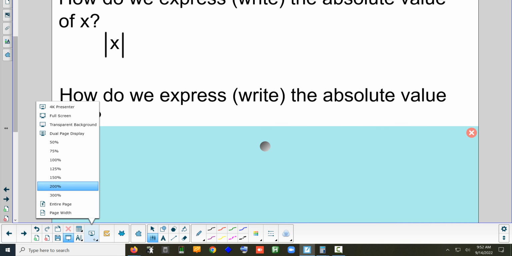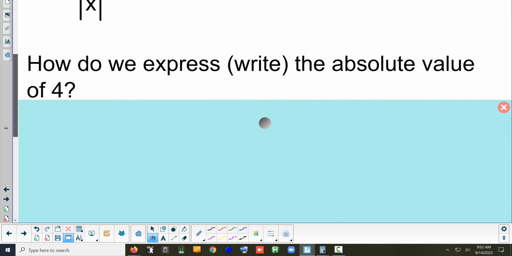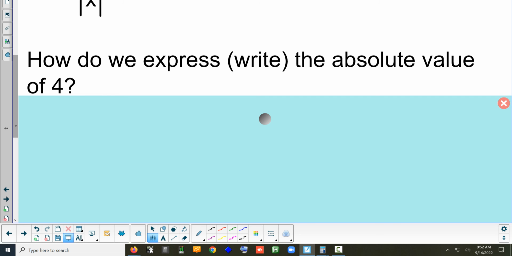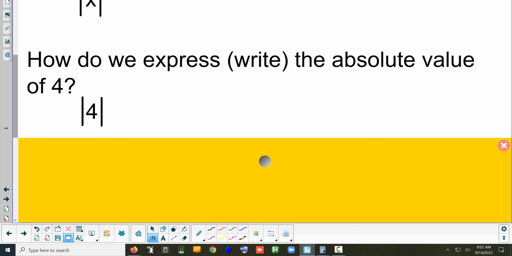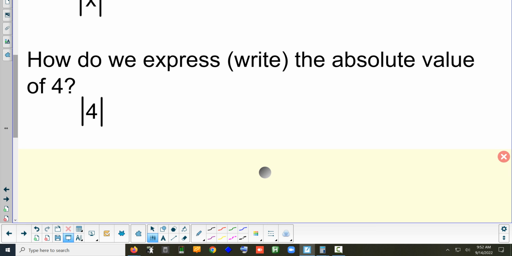So if I wanted to write down absolute value of 4, can somebody tell me what I would write down? Yeah, 4. And then I would put the 2 bars around it just like that. That means absolute value of 4.